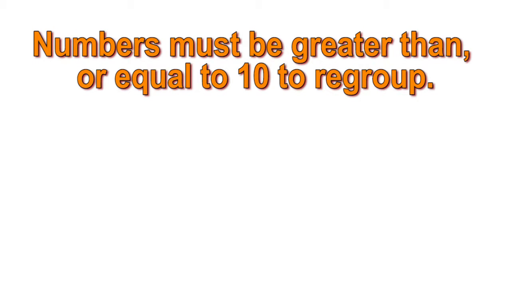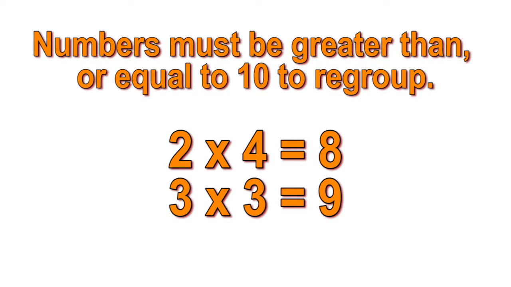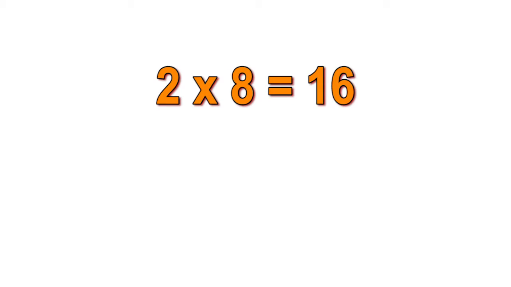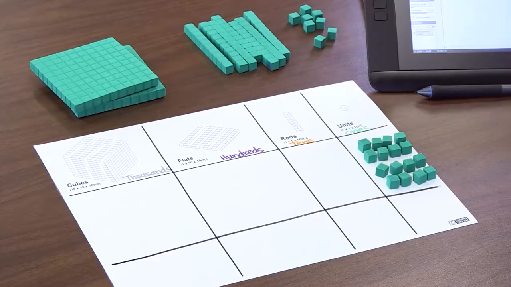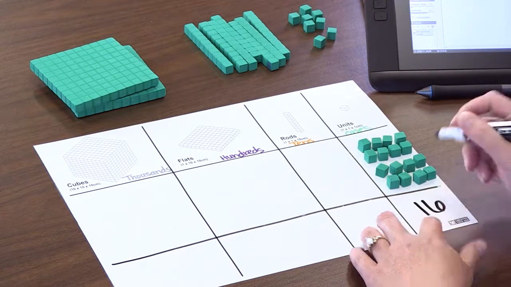You'll want to have your child experiment with several problems that don't require regrouping, like 2 times 4 and 3 times 3, to get more comfortable and see that there are times regrouping is not required. But what about a problem like 2 times 8? I have 2 groups of 8 in the ones column for a total of 16 ones.